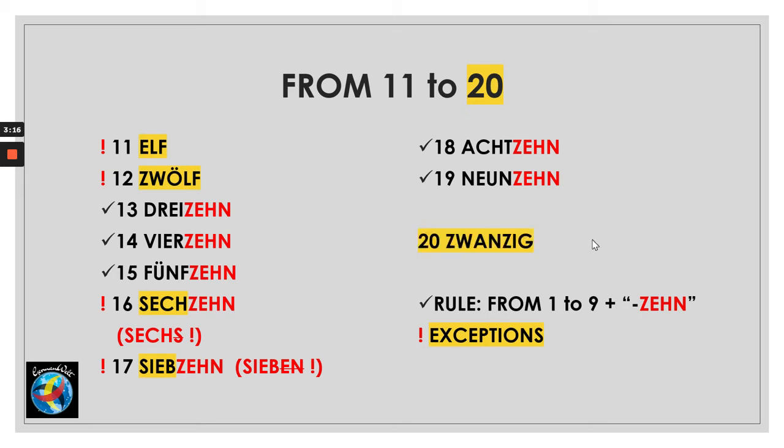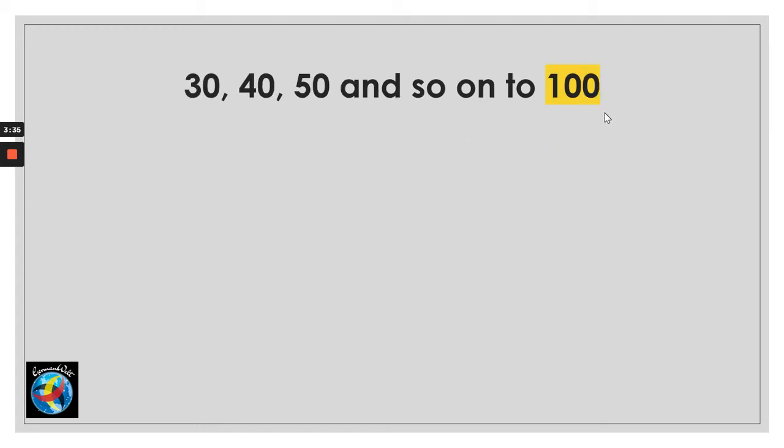This is 20. I will repeat: 11, 12, 13, 14, 15, 16, 17, 18, 19 und 20. Let's see now what happens with 30, 40, 50, and so on up to 100. After you understand these rules, we can move on to 21, 22, and so on, 31, 32, and so on. So let's see.